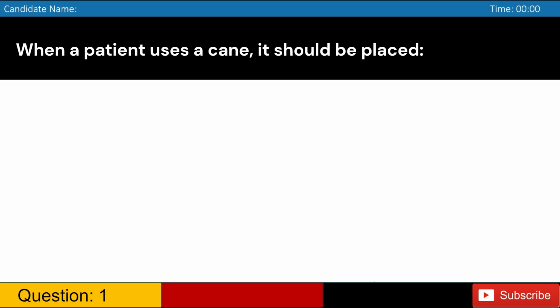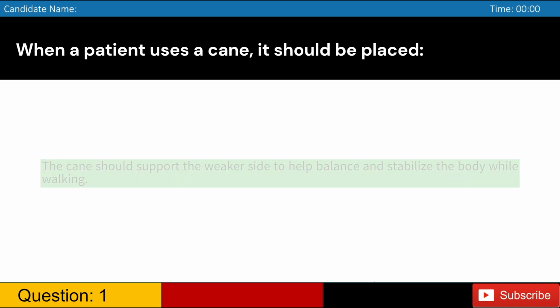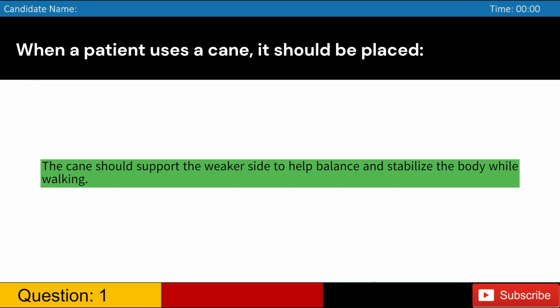When a patient uses a cane, it should be placed: A. On the side of the strong leg. B. On the side of the weak leg. C. Alternated between both hands. D. In front of the body. Answer, B. The cane should support the weaker side to help balance and stabilize the body while walking.